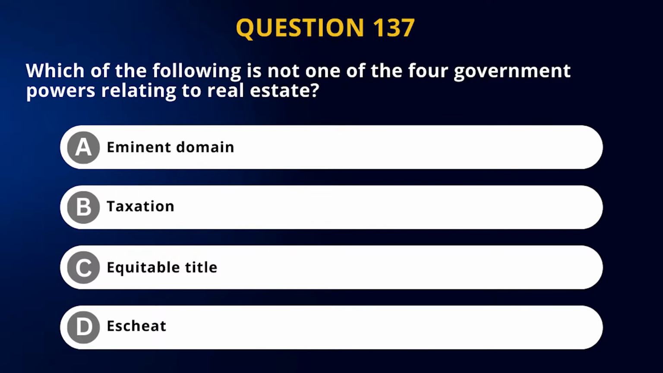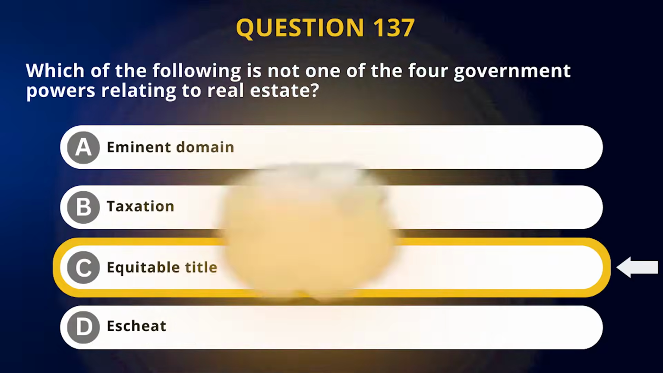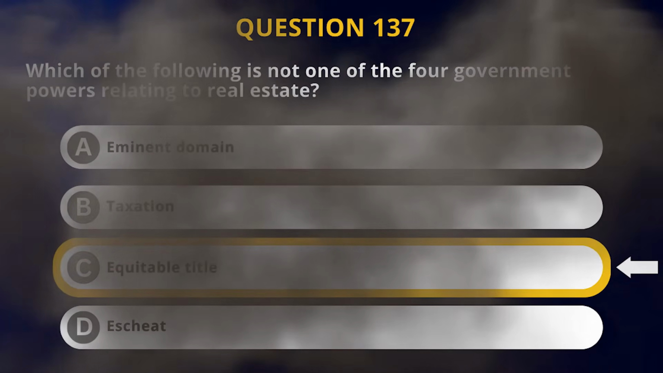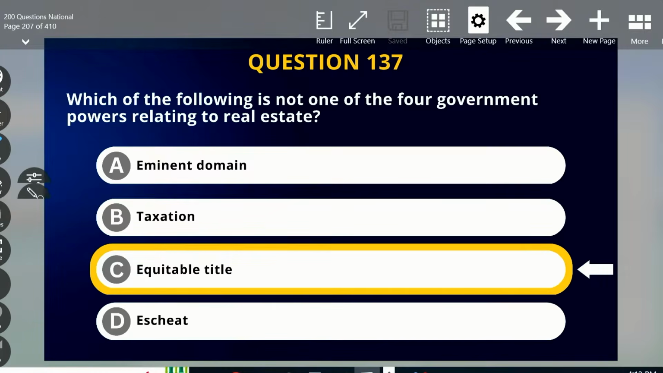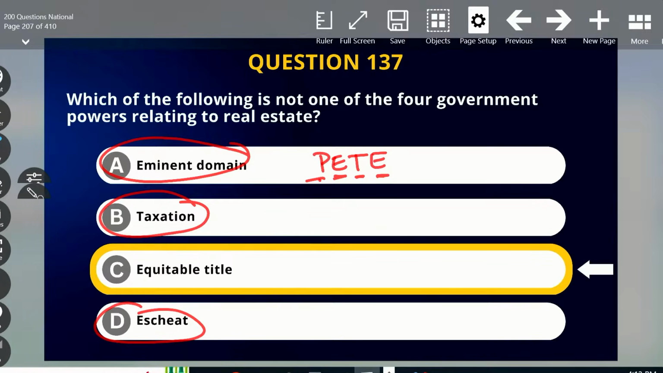And the answer? Letter C, equitable title. Okay, so just so you know, there are four government powers. And regarding the four government powers, we have this little cheat sort of initialism called PETE. P-E-T-E. Police power, eminent domain, taxation, and escheat. Well, here's eminent domain. Taxation is another one, and escheat is another one. So police power makes up the fourth one.